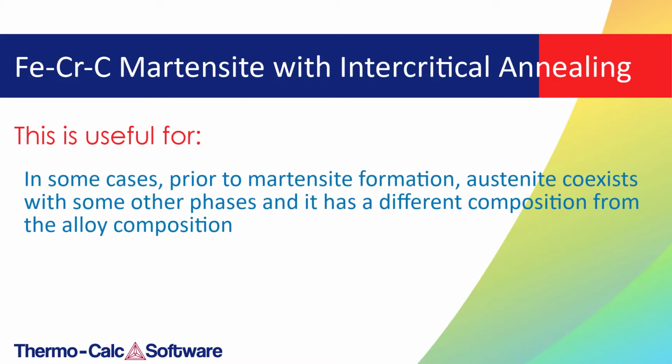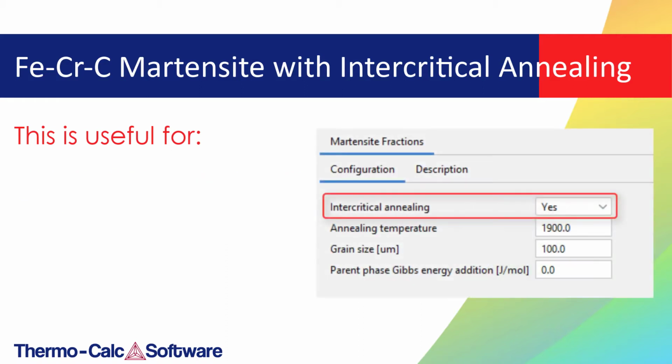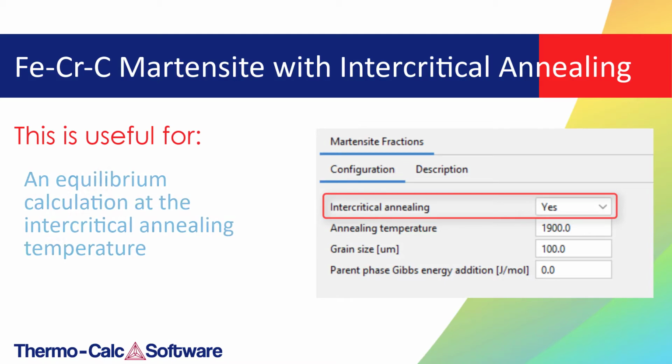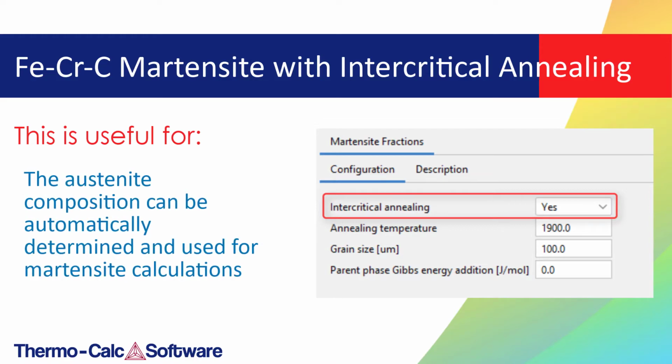In some cases, prior to Martensite formation, austenite coexists with some other phases, and it has a different composition from the alloy composition. Using the intercritical annealing option, you can run an equilibrium calculation at the intercritical annealing temperature, and the austenite composition can be automatically determined and used for Martensite calculations.